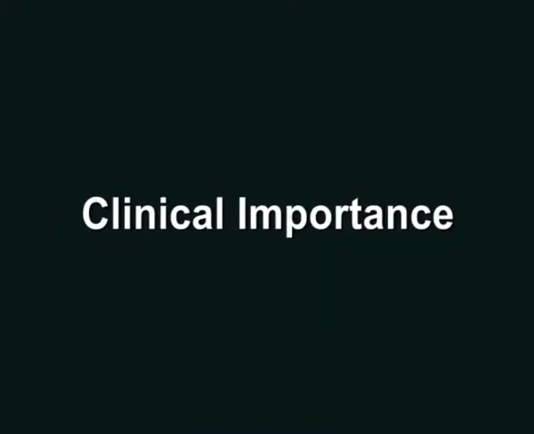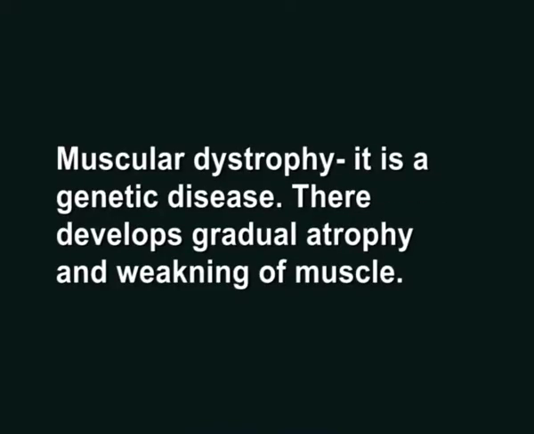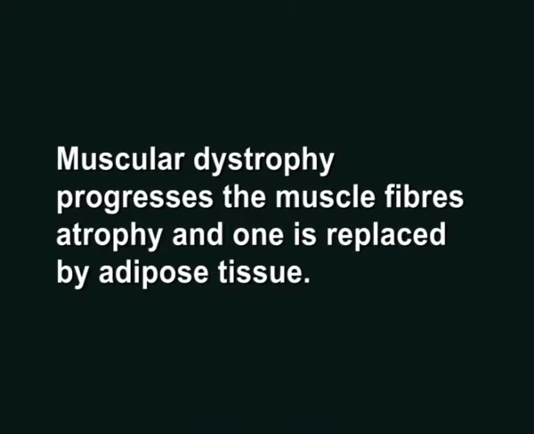Clinical importance. Muscular dystrophy. It is a genetic disease. There develops gradual atrophy and weakening of muscle. As muscular dystrophy progresses, the muscle fibers atrophy and are replaced by adipose tissue.